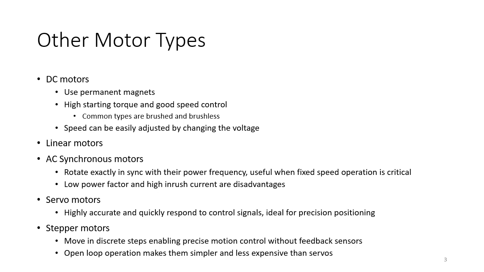AC synchronous motors are motors that rotate exactly in sync with their power frequency, which is very useful when fixed speed operation is critical. They have a low power factor and high inrush current, so those are disadvantages, although you could use an AC synchronous motor alongside other motors to improve the overall power factor by offsetting other types of energy systems. But the high inrush current is still a disadvantage.